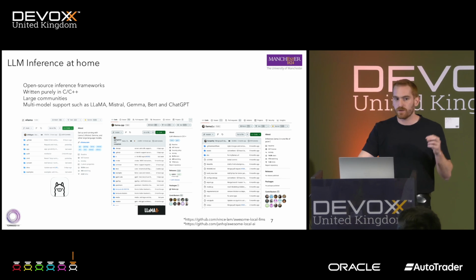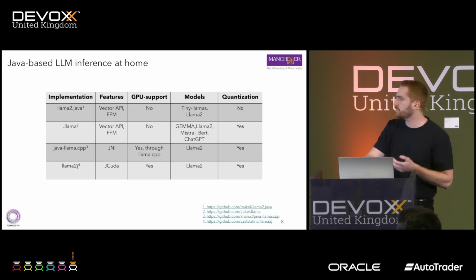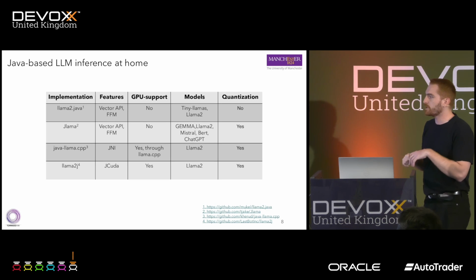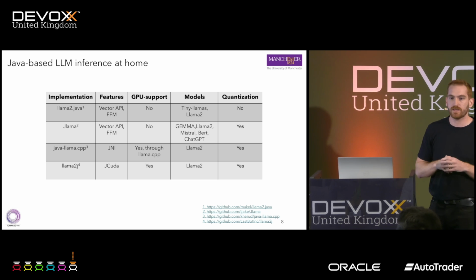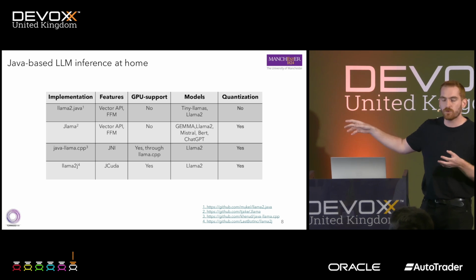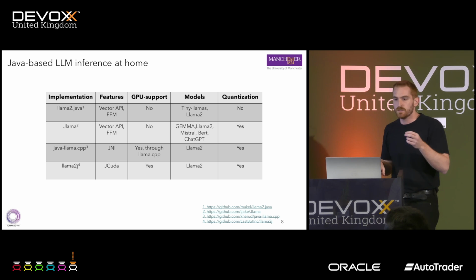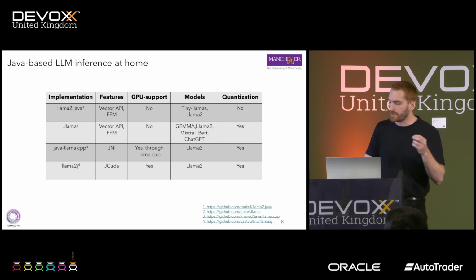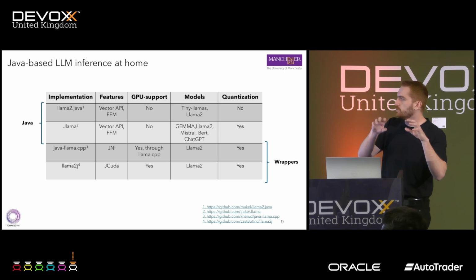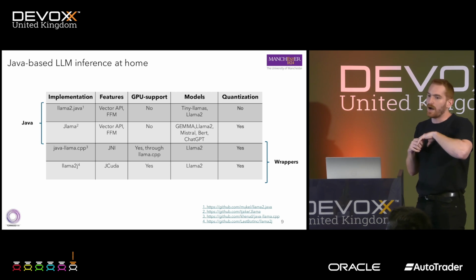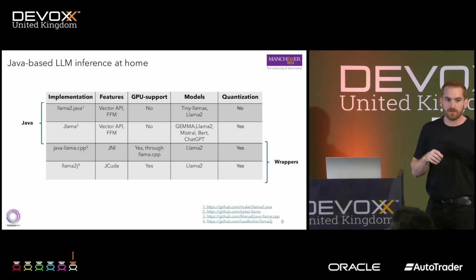But here we are mostly interested in Java, so let's see what Java does. Apparently, a few folks out there have implementations that are fully built in C and C++, and they try to bring them to the Java perspective. So we have two different groupings: either they went with pure Java implementations, or they use wrappers.